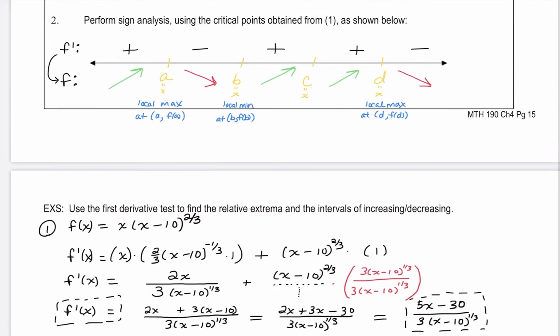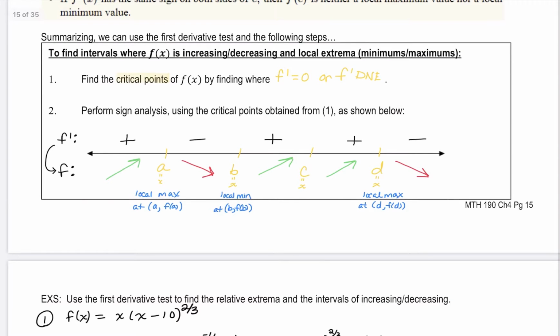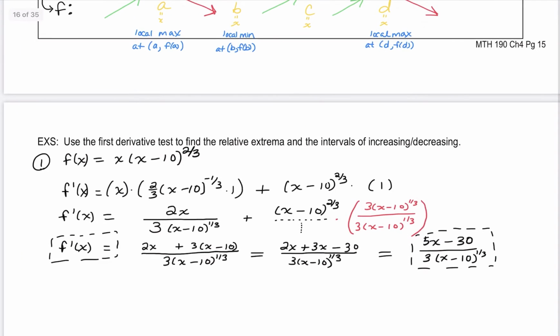So remember, our first step is to find the critical points, looking for where f prime is equal to 0 or does not exist. Okay, so that's what we're doing here. So we are going to look for where our f prime is equal to 0 or where our f prime does not exist. So this is really all within that first step of identifying our critical points.